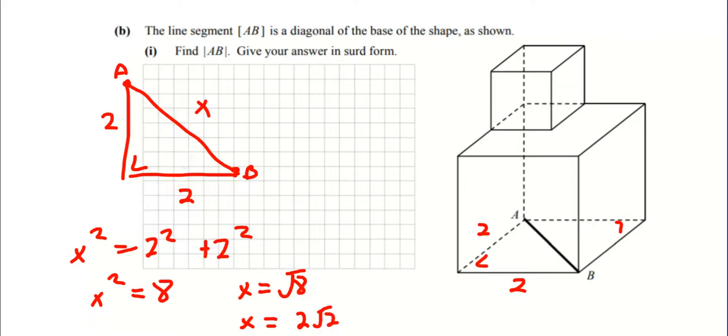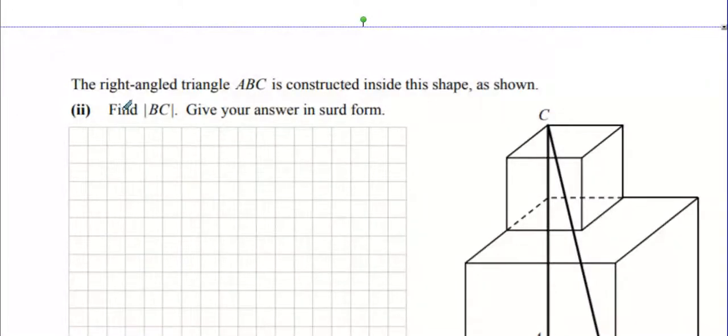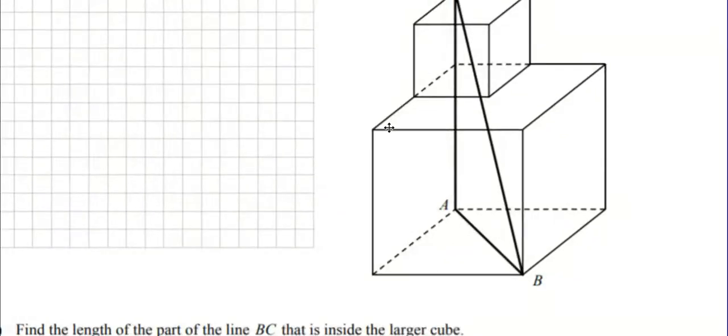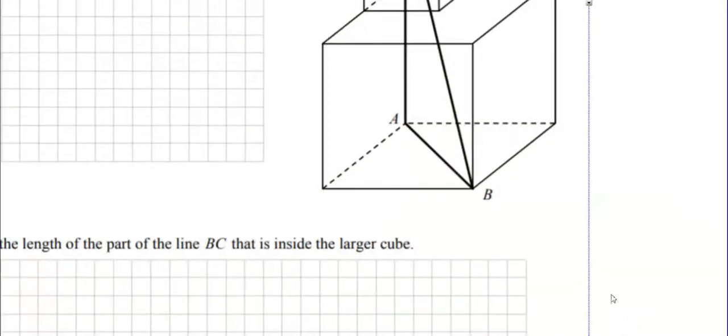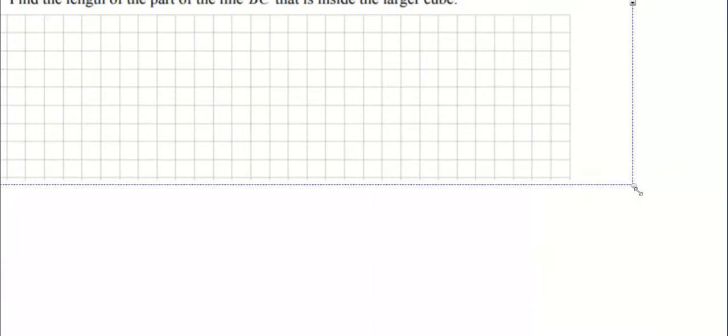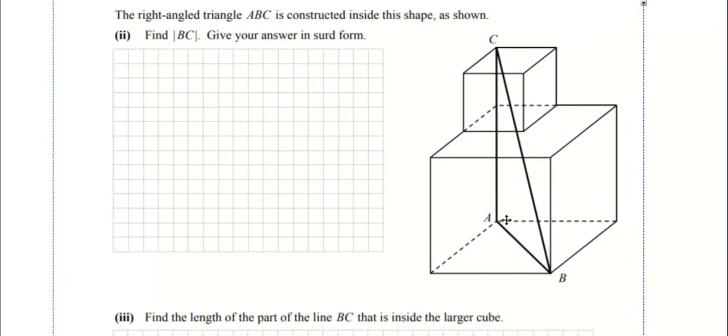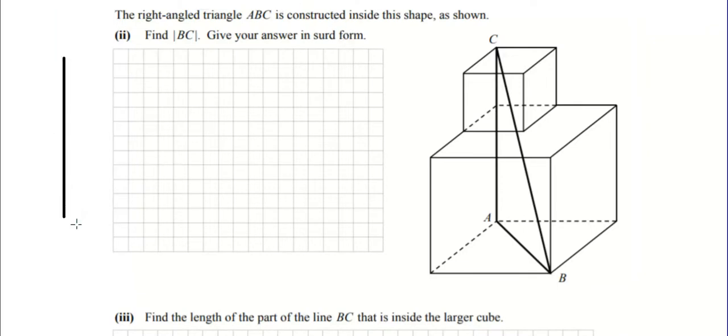Okay, next one. The right angle triangle ABC is constructed inside the shape as shown. Find BC. Give your answer in surd form. Okay, this is going to be a tricky one, so I might just draw a diagram a bit smaller, a bit more manageable. Okay, I'm just going to draw this in 2D. So there's A to C and there's A to B.